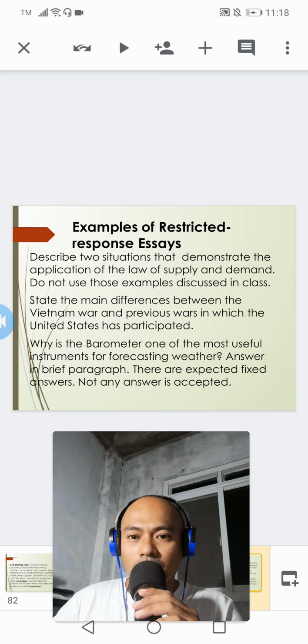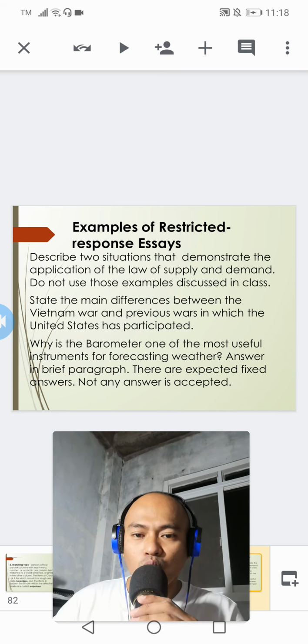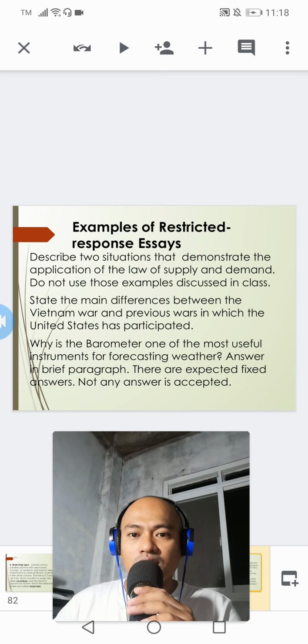So in this particular scenario, automatically this is a restricted essay question, since based on the possible activity that the students will do on this question, they will just answer it in a brief paragraph.